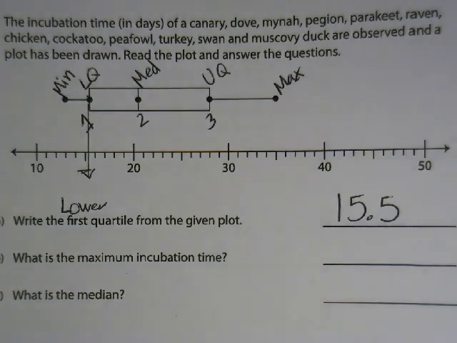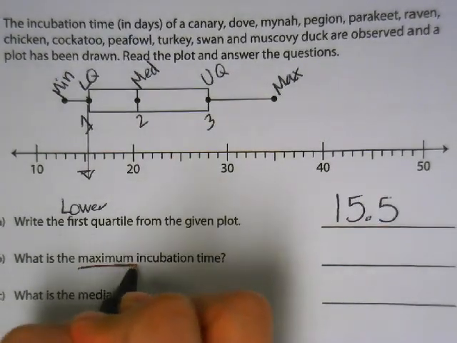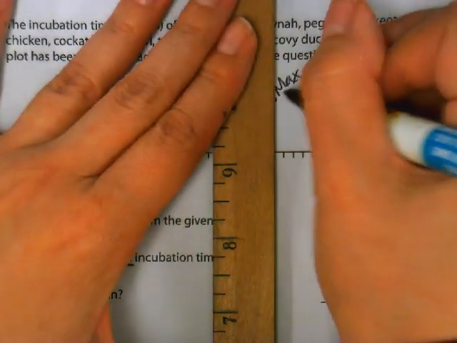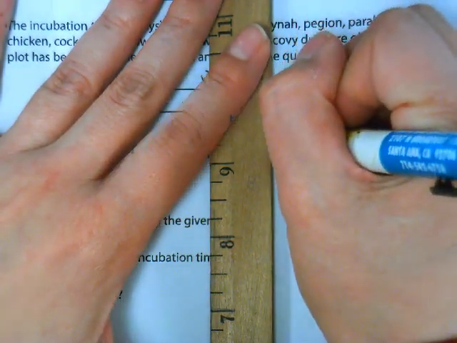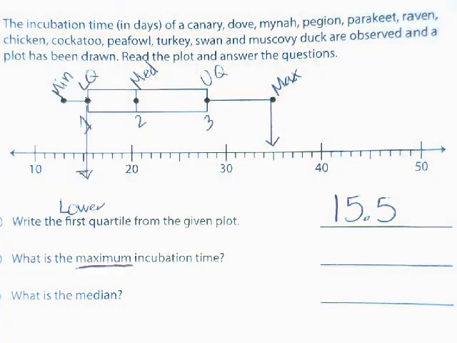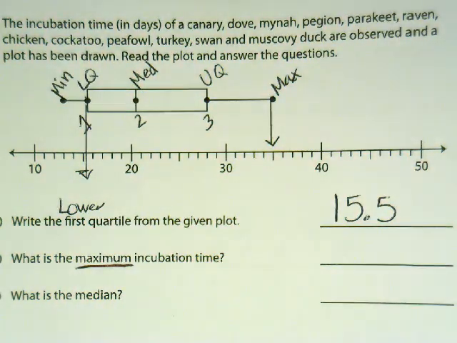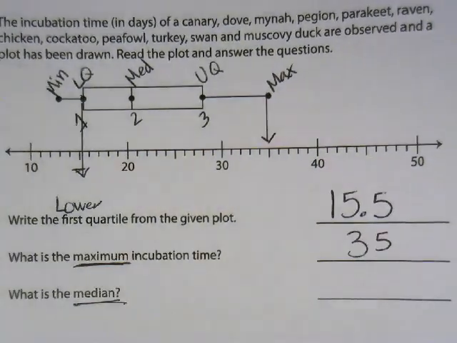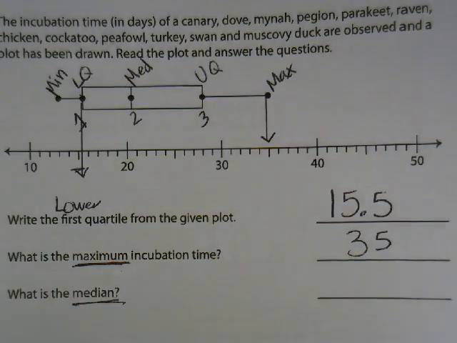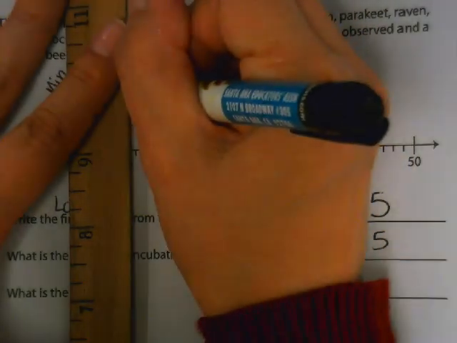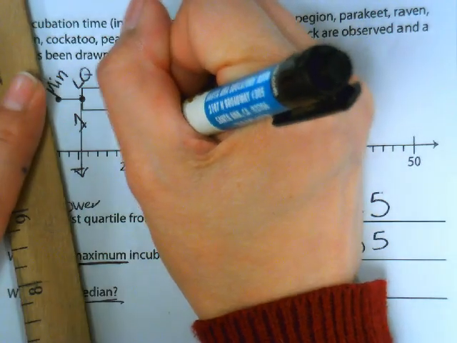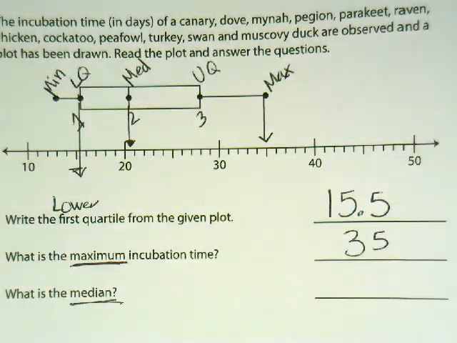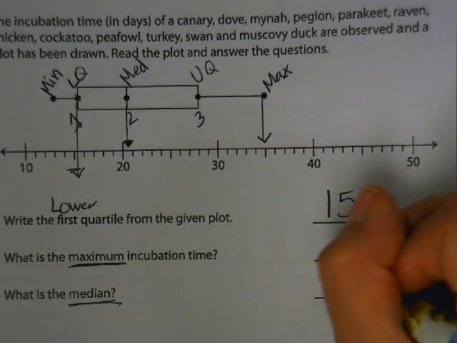What is the maximum? What dot is the maximum? 35. The last dot, I'm going to draw a line just to make sure that you guys see it. So what number is that? 35. Good. Okay, which dot is your median? 20. Let me draw the dot. Is it at 20? Is that more like 20.7? Let's do half.